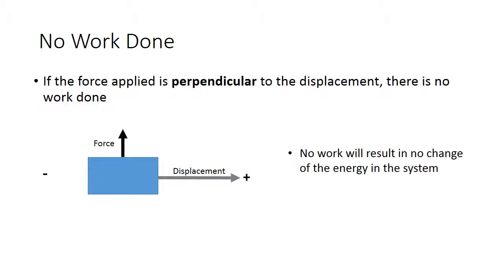Now let's look at a case when there is no work being done. If the force applied is perpendicular to the displacement vector, there will be no work done. So here I have the force vector pointed upwards and the displacement vector pointed to the right. We see they make a 90-degree angle between them both. So right here we know that the two vectors are perpendicular and there will be no work done to the system. If there is no work done to the system, this will result in no change of energy of the system.